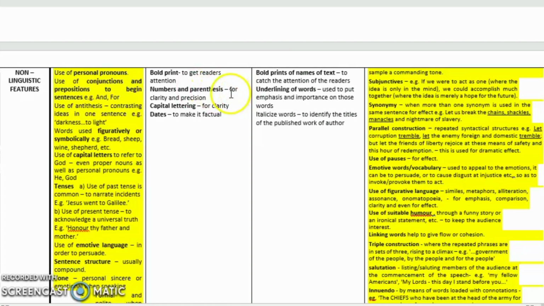Numbers and parentheses, these are for clarity and precision. So the date will be written in numbers, or the figure of your fine, the amount that you have to pay, will be written in numerals. This is for it to be clear and precise. Capital lettering is for clarity, and for the dates, it's to make it factual.